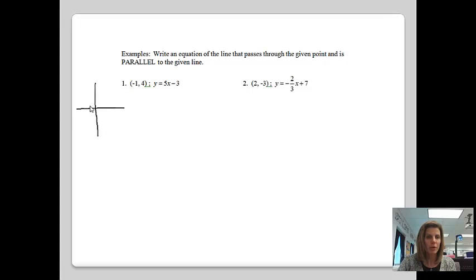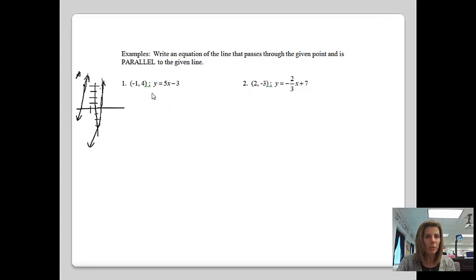The point negative 1, 4 is to the left 1 and up 4, so I'm going to put that point there. And then the line y equals 5x minus 3 starts down at negative 3, and then I go up 5 over 1. So it's going to look something like that. I'm looking for the equation of the line that passes through this point but has the same slope as the other line. So I'm looking for the equation of this line right here. Let's go ahead and try to find it.